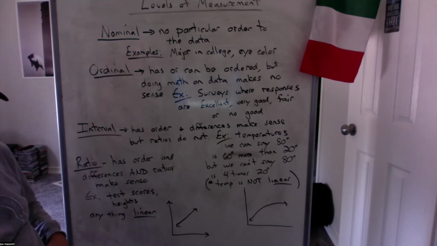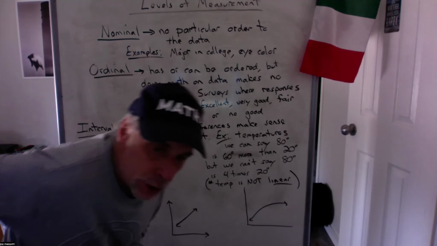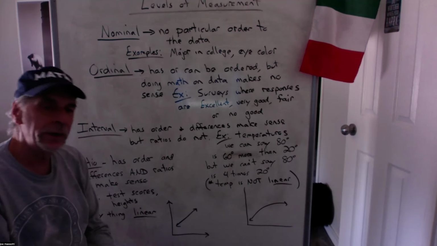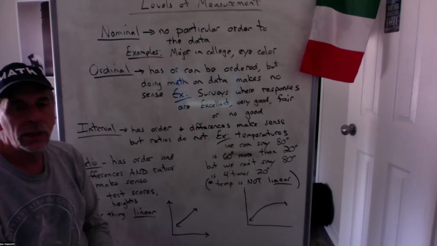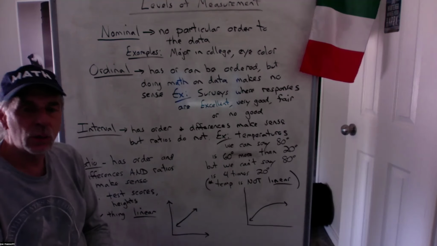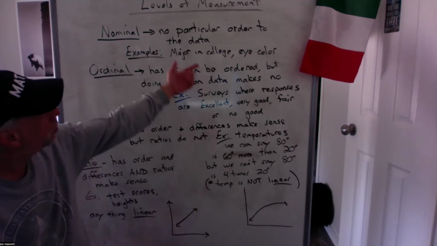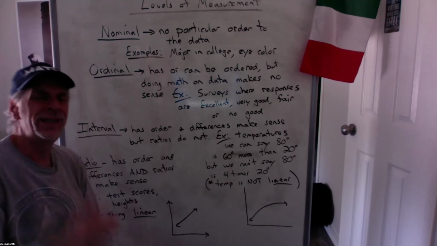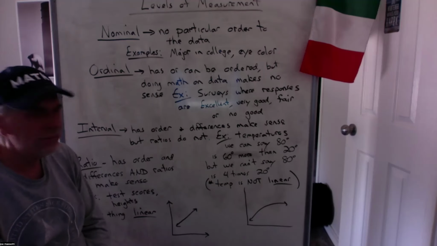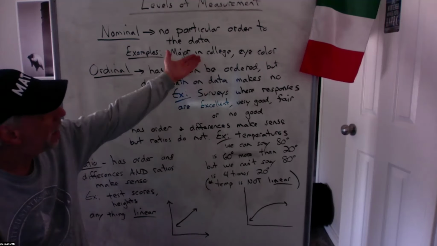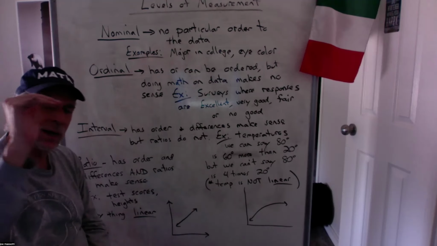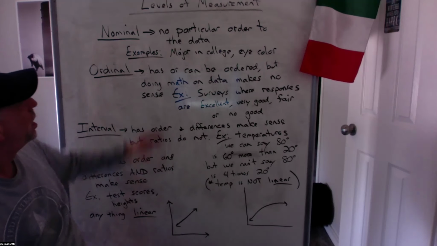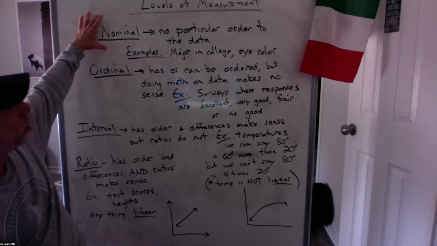An example of that is if I ask the class, what is your major in college, right? You're going to tell me computer science, you're going to tell me engineering, you're going to tell me art, you're going to tell me, you know, air conditioning, whatever it is. So there's no real order you can put to that. Obviously, we all know mathematics would be at the top of the list, but that's a different conversation. Eye color, again, blue, brown, green, whatever it is, you can't really order it, right? So nominal data has no particular order to it.